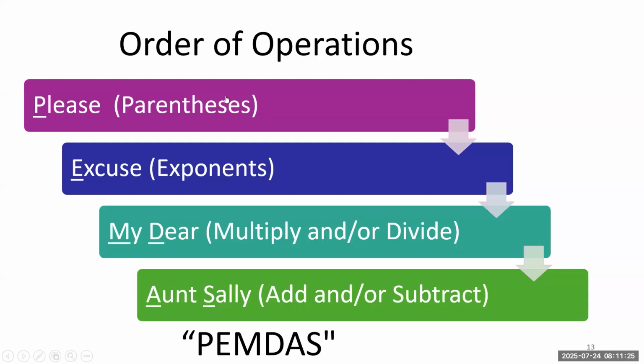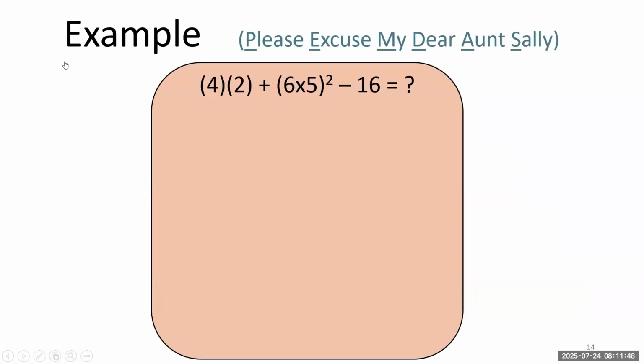So when we're moving through an equation, we first tackle parentheses. Then we look for any exponents that might be there, and we'll go over what exponents are as well. And then we're going to look at multiplication and division together. And if you don't see one, you just do the other and then move on to the next step. The next steps are addition and subtraction. So let's look at what that might look like in practice.